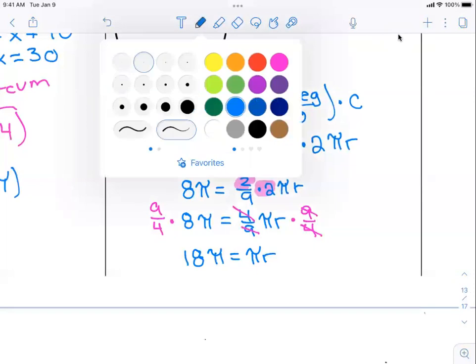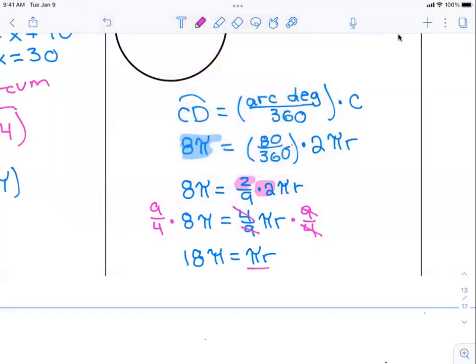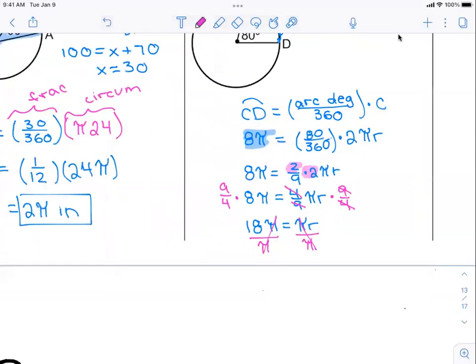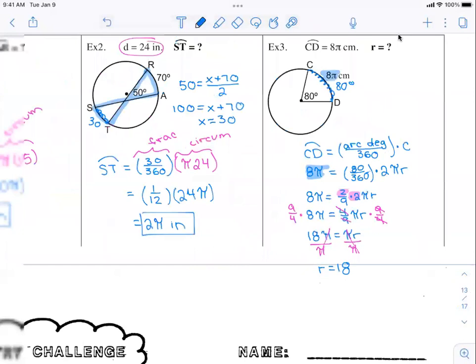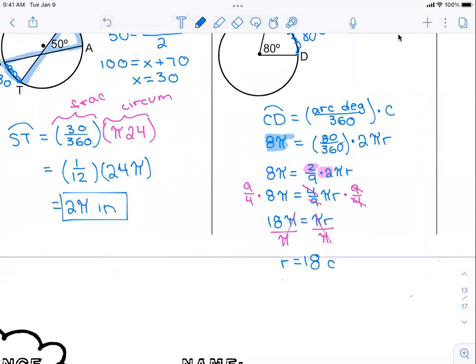I'm still not done. I don't have r by itself because, again, they want to know what r is. So to move the pi away from the r, I'm going to divide. Notice that it actually cancels out on both sides. So we end up getting the radius is simply just 18. And the units we started off with were centimeters. So it's going to be 18 centimeters. And we are done. So we're still using the same formula. You're just using an equation to solve it for r.